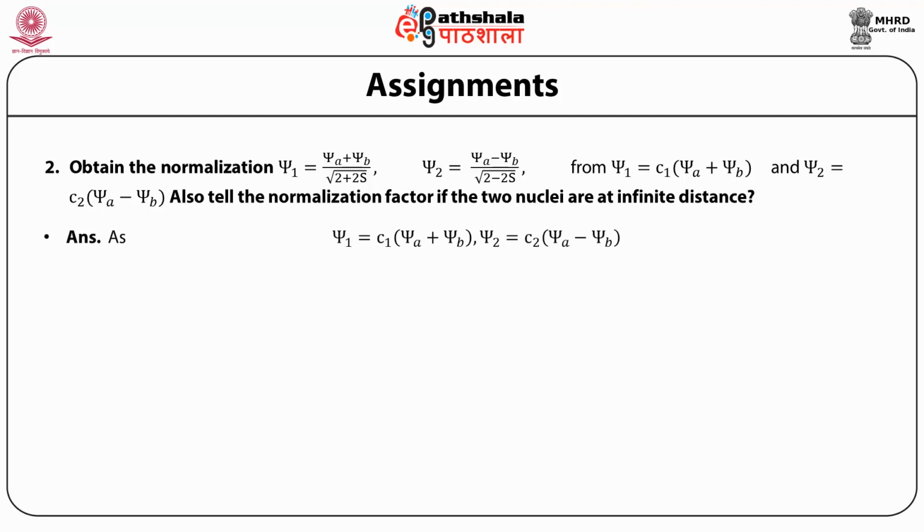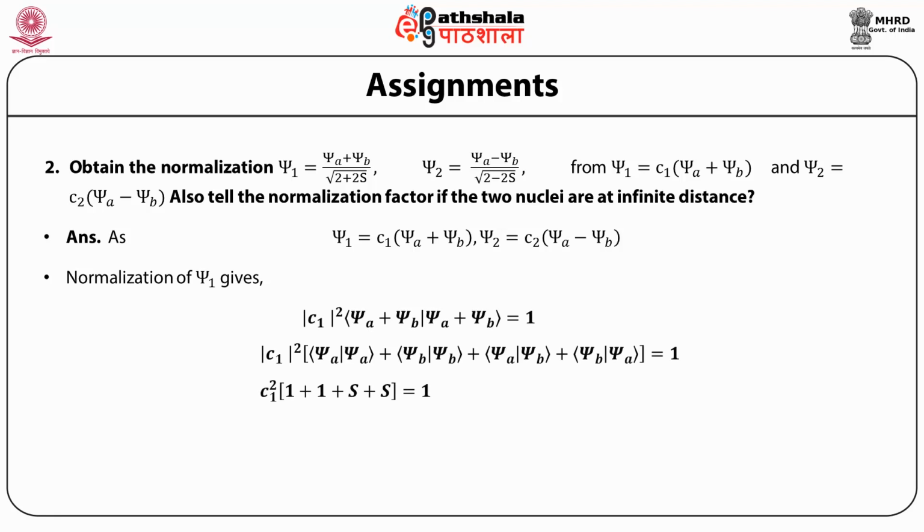Now, as psi 1 is equal to C1 into psi a plus psi b, psi 2 is equal to C2 into psi a minus psi b, normalization of psi 1 gives us C1 square times the integral of psi a plus psi b, psi a plus psi b is equal to 1, C1 square times psi a psi a plus psi a psi b plus psi b psi a plus psi b psi b is equal to 1. C1 square times 1 plus 1 plus 2s is equal to 1. One is able to write down C1 is equal to 1 upon root of 2 plus 2s, and psi 1 is equal to psi a plus psi b upon root of 2 plus 2s.